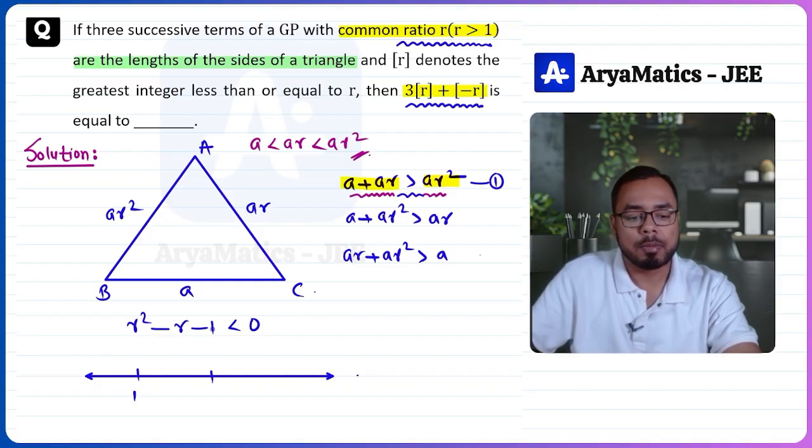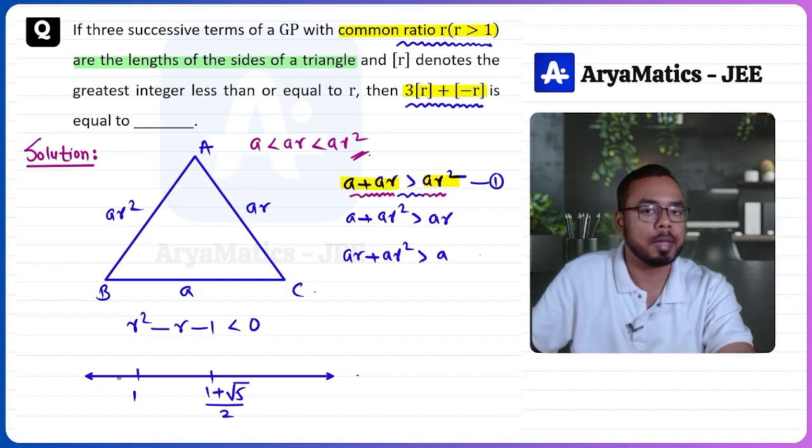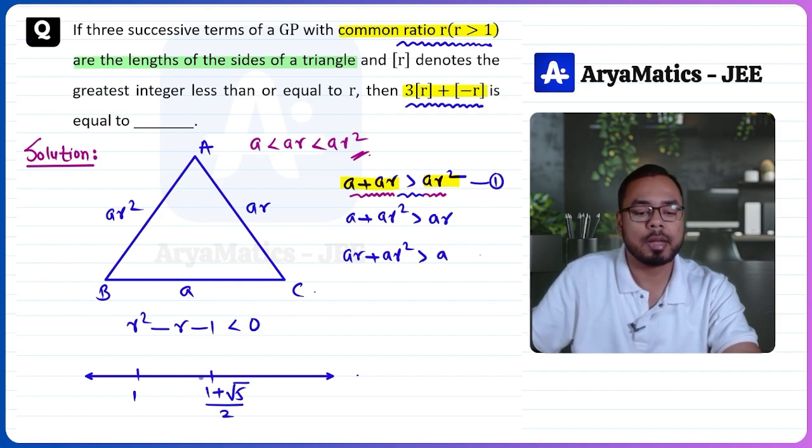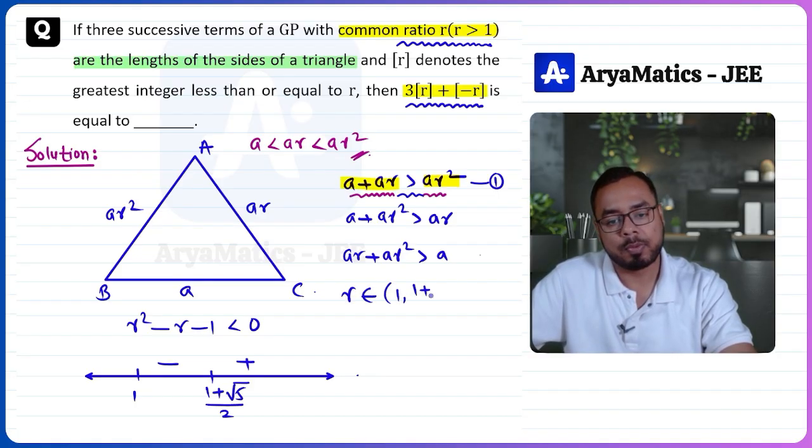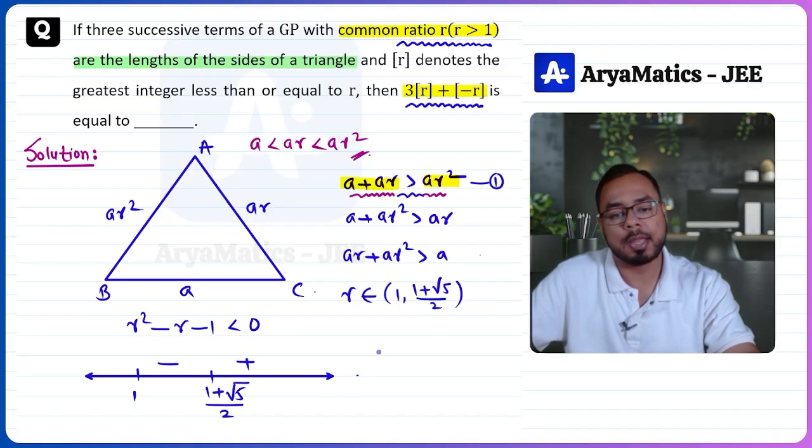Now, if you solve this, then the roots that you will get are 1 plus root 5 by 2, and the other one will be 1 minus root 5 by 2. But 1 minus root 5 by 2 will be smaller than 1, right? So the positive root will be 1 plus root 5 by 2. And when R is bigger than that number, we'll get a positive sign for this expression. And between 1 and 1 plus root 5 by 2, this will be negative. That means the range for R will be from 1 to 1 plus root 5 divided by 2. Right? Between the roots, we'll get the negative sign.